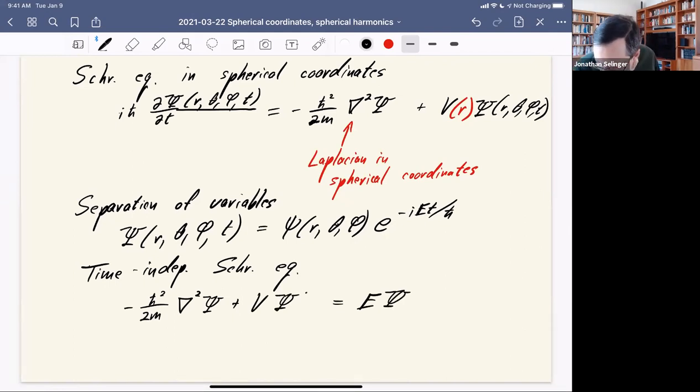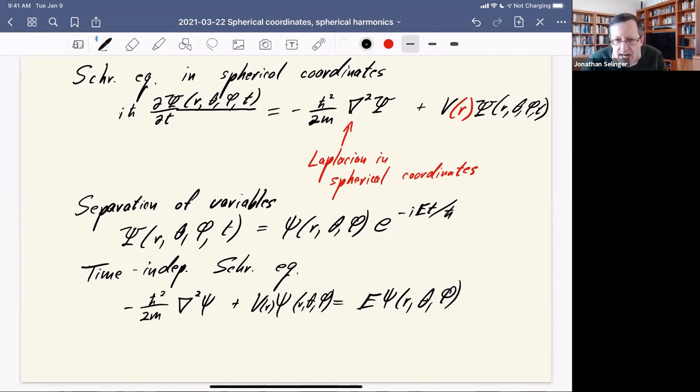This always works, right? So this is just repeating the steps that we have had before. And here I, of course, meant to write lowercase ψ, of lowercase r, θ, φ. Excuse me about that. So we have V of r times ψ of r, θ, φ. Okay, this is what we want to solve.